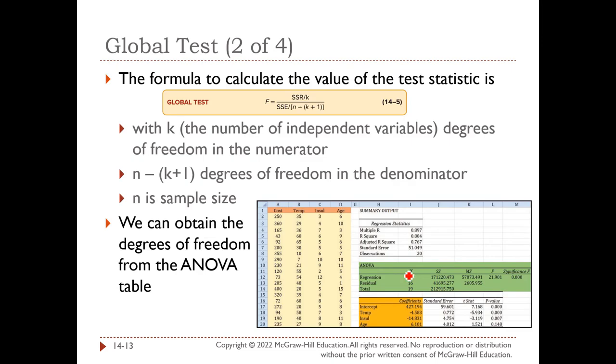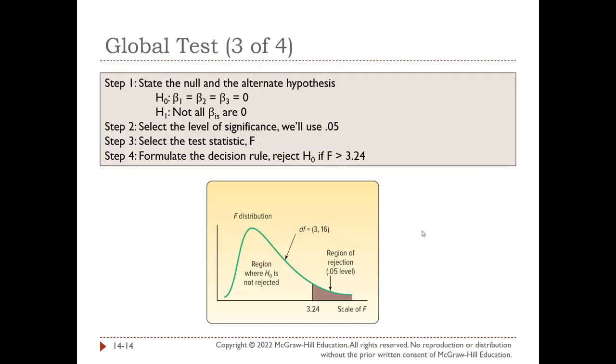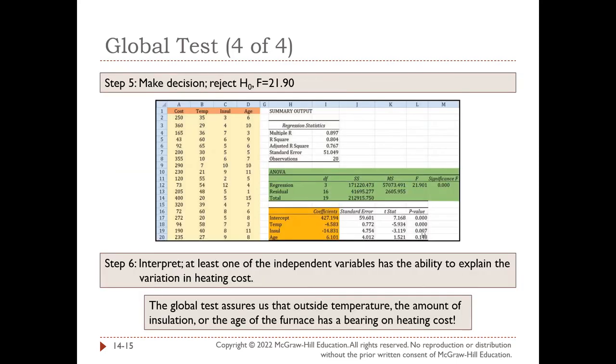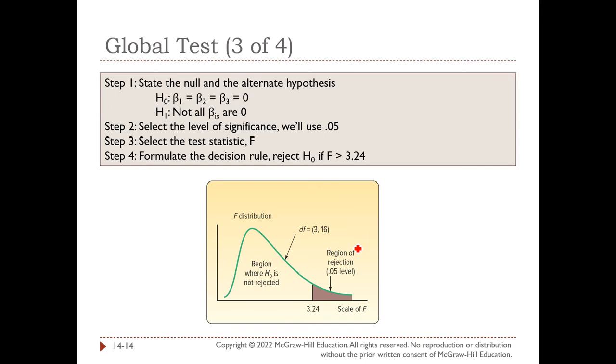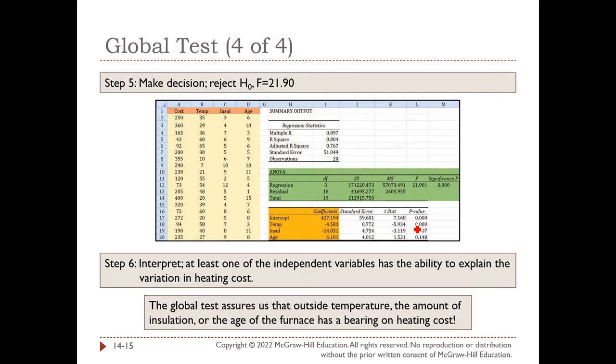Remember, we're going to use the chart found in Appendix B.6 to help us find this. And we get to use these numbers. So, 3 and 16. 3 is our numerator, I remember, on the top. And the denominator, 16, is on the side. Next, we're going to make a decision. Well, it already calculated our F statistic, which was 21.901. So, it's larger than 3.24. So, we would reject the null.